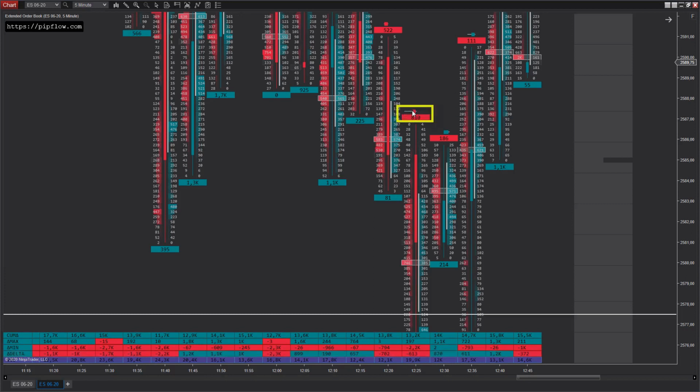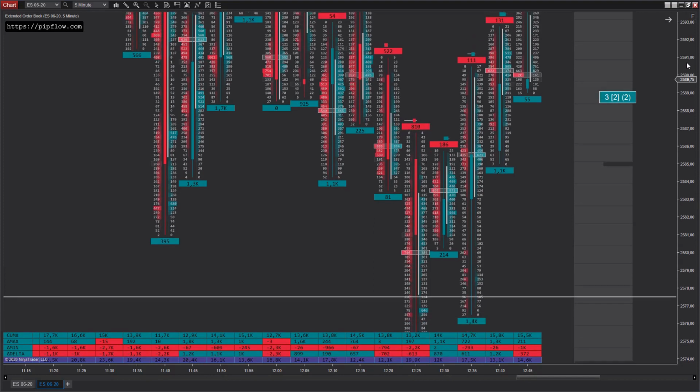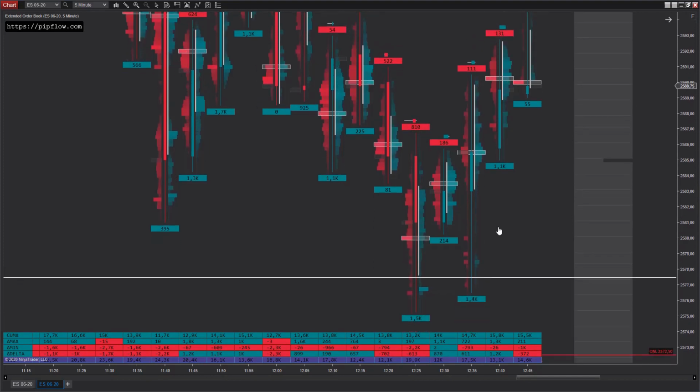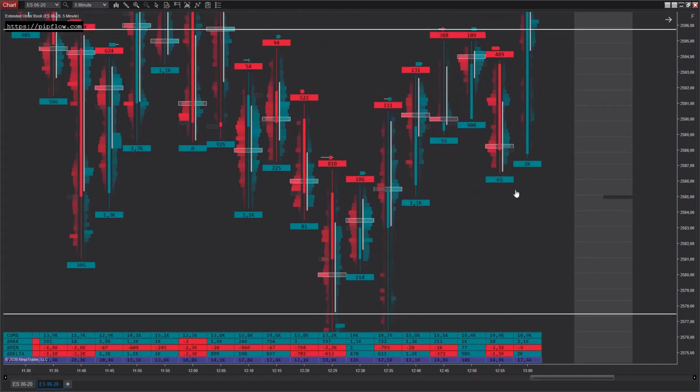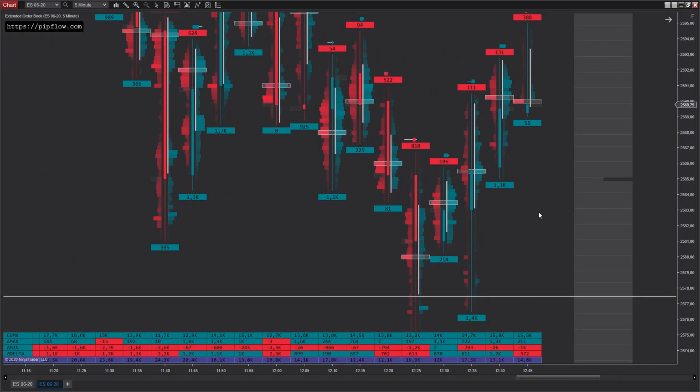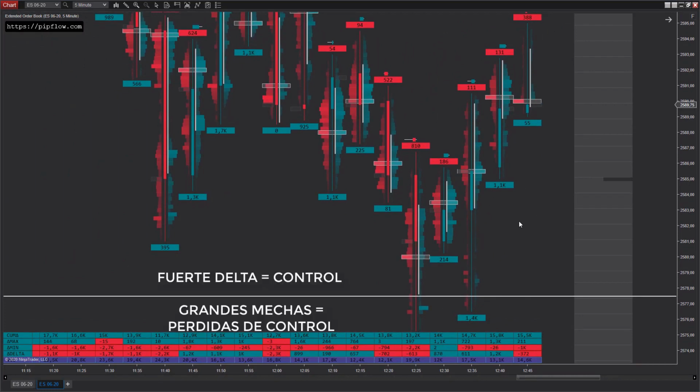Personally, I interpret losses of delta as losses of control by the participants. A strong negative delta is seller control, but a strong negative delta, like in this case, which went from minus 2,200 to minus 600, already indicates a loss of control by the sellers who are at the time controlling the delta.